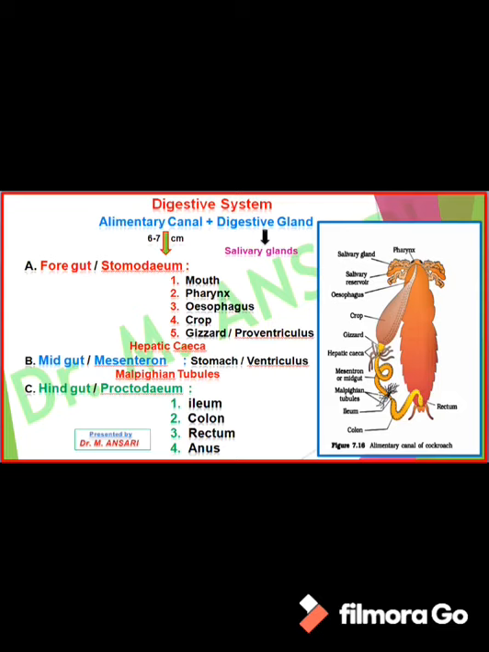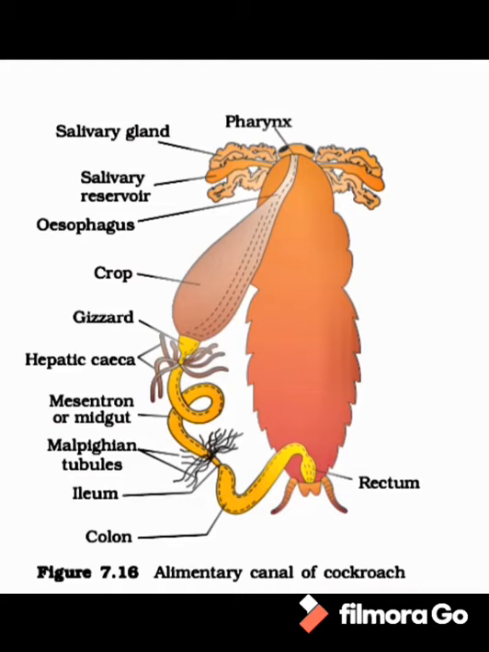Foregut consists of mouth, pharynx, esophagus, crop and gizzard. Gizzard is also called proventriculus. While the mesenteron consists of only the tubular stomach, and hindgut consists of ileum, colon, rectum and anus. Pharynx is the tubular structure into which the mouth opens. So, mouth leads into pharynx, pharynx leads into esophagus.